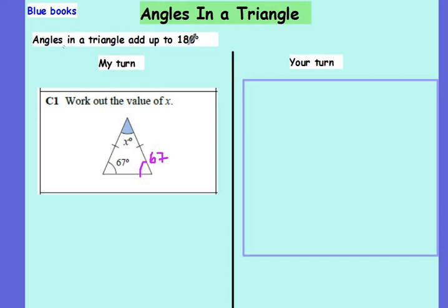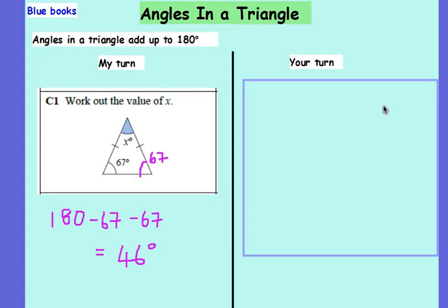Now we can use the fact the angles in a triangle add up to 180. So to work out what x is, we do 180, take away 67, take away 67. 180, take away 67, take away 67, gives me what, Breeze? 46 degrees, lovely.